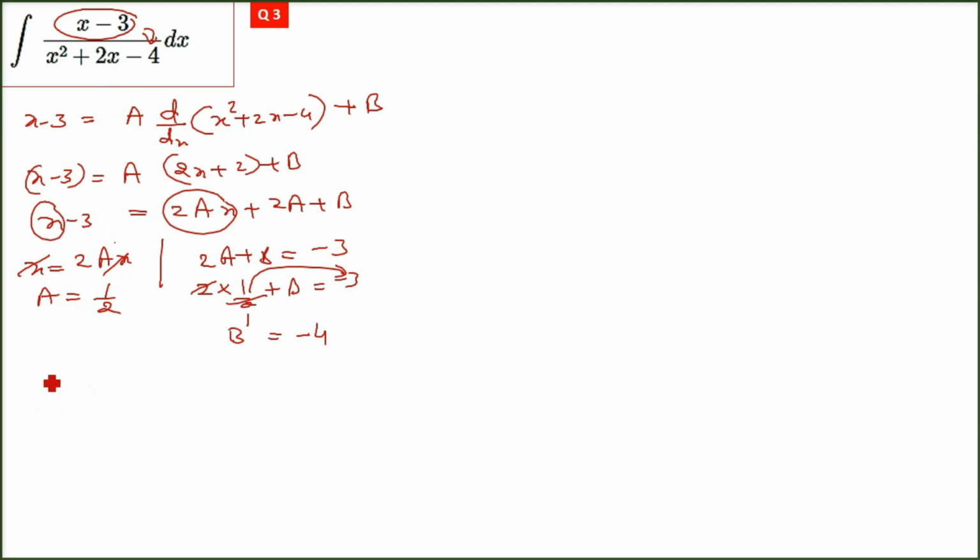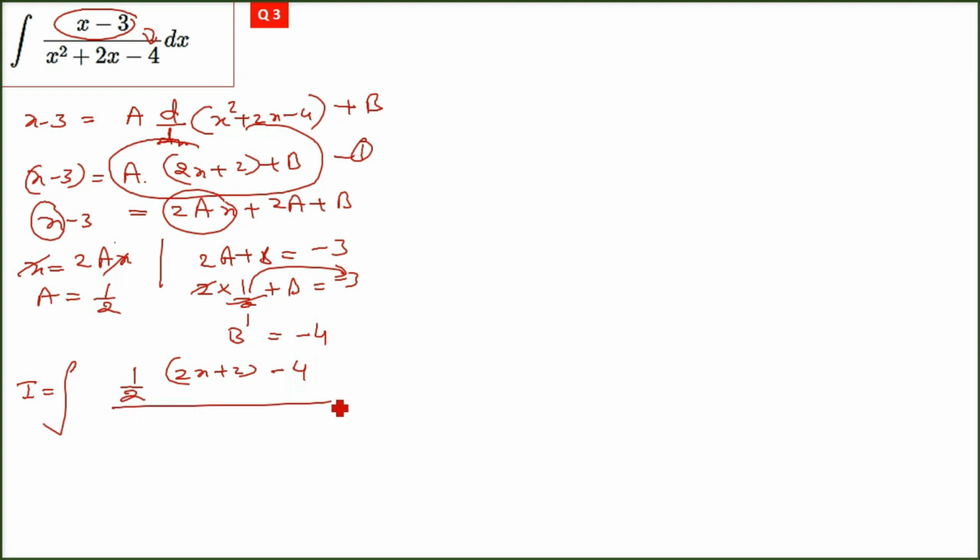So this x minus 3, the numerator, can now be written as half 2x plus 2, this is what I was talking about. The denominator is what? This one equation I'm using: the denominator will be x square plus 2x minus 4. Let me write it here only. And the second term will have a numerator of negative 4.